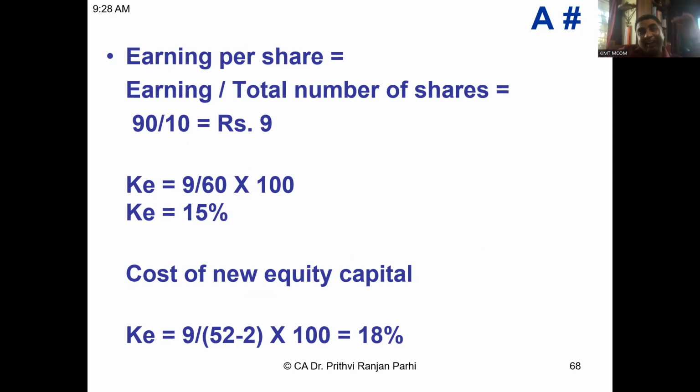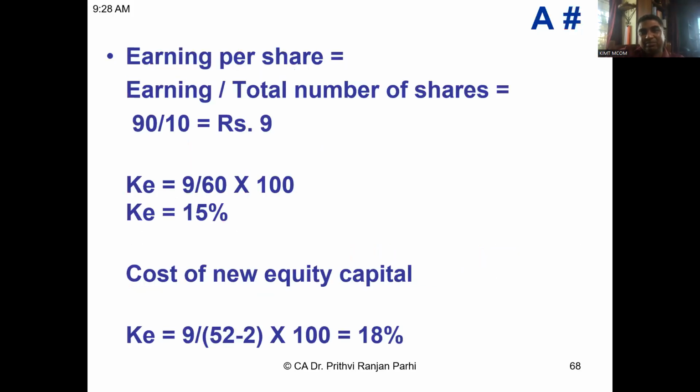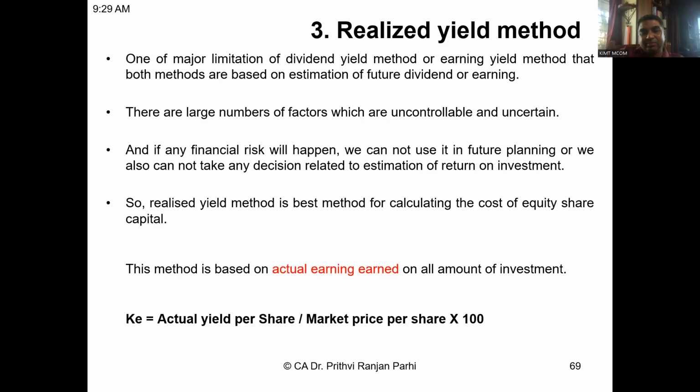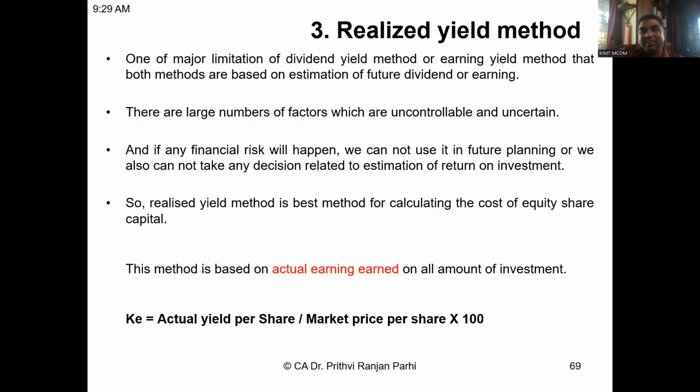There are two ways of solving the question. One way, and answers will be different in both the cases because approaches are different. So one case KE is 15%, second case KE is 18%. So the question may appear to be a little difficult, but you have seen it is very easy. Have you understood? Now quickly, one more approach we'll see.